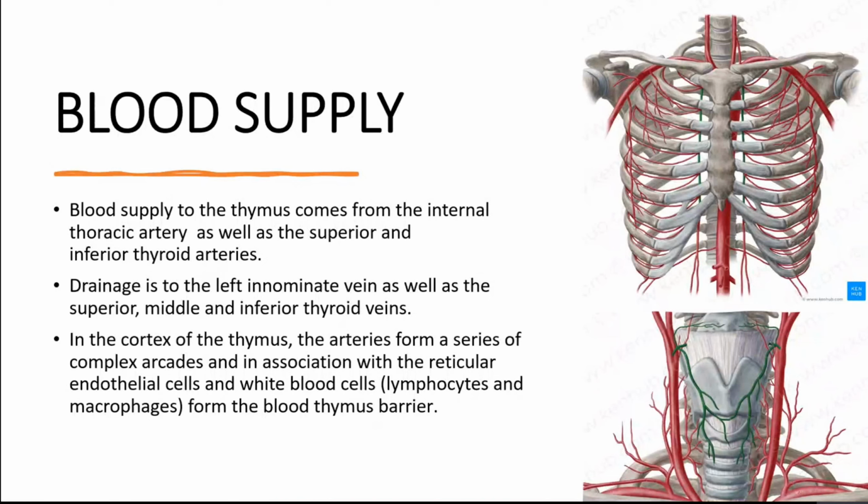So the blood supply to the thymus. Basically, the blood supply to the thymus comes from the internal thoracic artery as well as the superior and inferior thyroid arteries. The drainage is to the left innominate vein as well as the superior, middle and inferior thyroid veins. In the cortex of the thymus, the arteries form a series of complex arcades and in association with the reticular endothelial cells and white blood cells, they form the blood-thymus barrier.